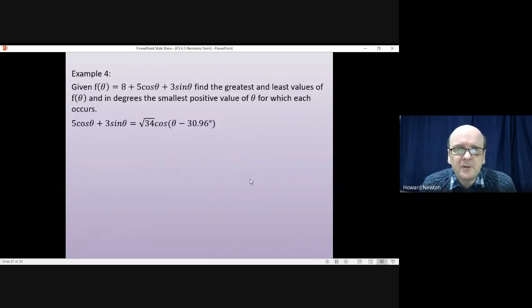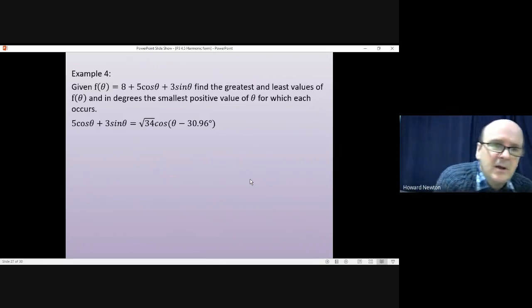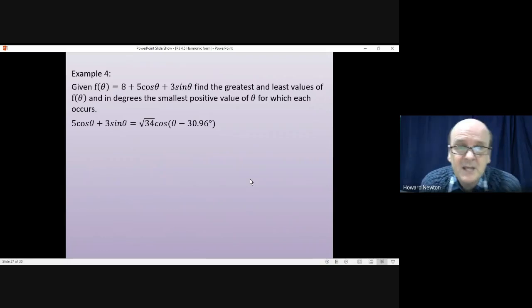Now that gets us to the second part of the question. And the second part of the question asks us to find the greatest and least values of this function, which also includes 8, and find the smallest positive value, in degrees, of theta for which each of these occurs. Well, what I've written there is what we've done already, that 5 cos theta plus 3 sine theta in harmonic form is equal to root 34 times the cosine of theta minus 30.96 degrees.